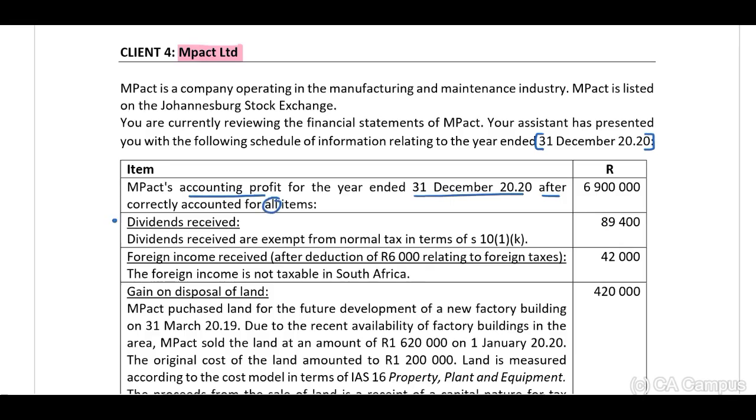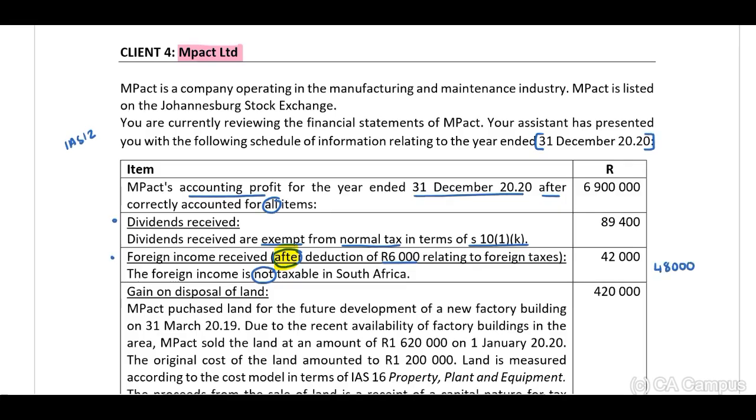Dividends received. Dividends received are exempt from normal tax in terms of Section 10(1)(k). Foreign income received after deduction of 6,000 Rand relating to foreign taxes. The foreign income is not taxable in South Africa. Guys, when we look at this, it appears that this might relate to our IS12, right? Now, when we look at the foreign income, remember they indicate to us here after deduction of 6,000. Therefore, we are able to identify that the total foreign income was 48,000.